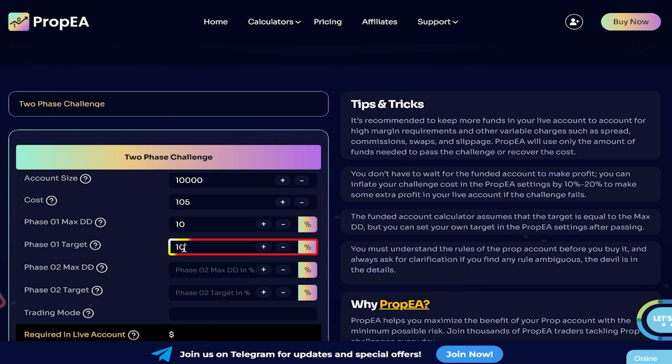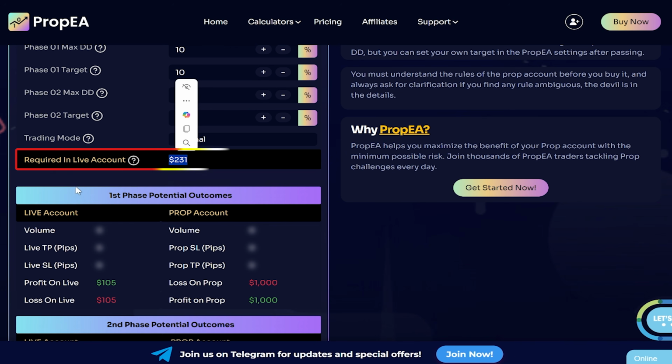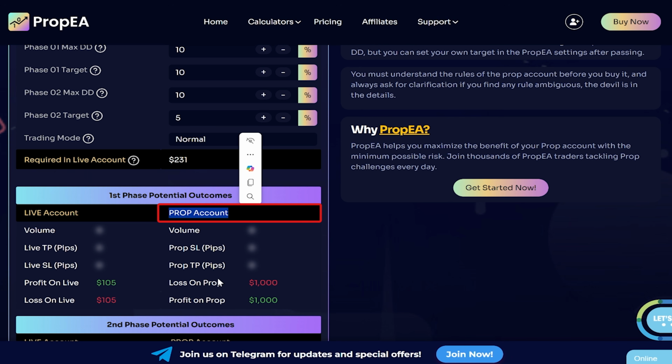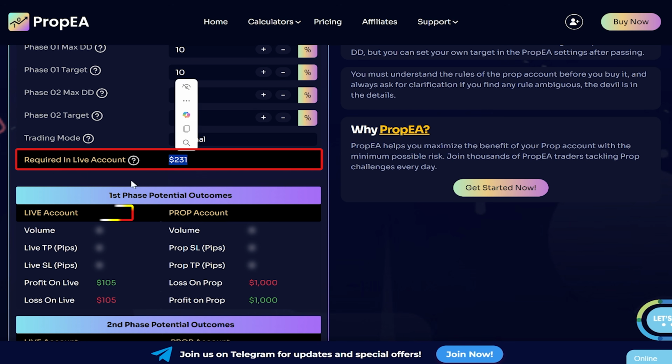It's a simple challenge that is 10% target, 10% drawdown. And the second phase is 10% drawdown, 5% target. I don't think the trading mode really matters so much for the size. And so it's now calculating that we need a live account of 231. So to explain how this works, usually you just have the prop firm account, right? It passes or fails, and you have to pay again if it fails. In this case, you also need a live account, and you use this calculator to tell you how much funds you need in that live account. So in this case, 231.